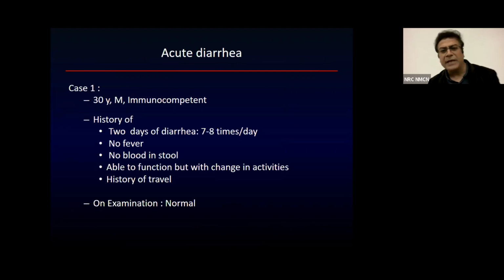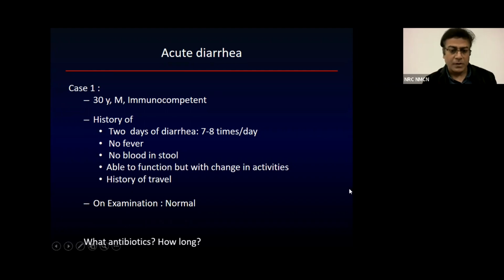A 30-year-old male, immunocompetent, with a history of 2 days of diarrhea, 7 to 8 times per day. There is no fever, no blood in stools. He's able to function, but with a change in the normal routine activities. There is a history of travel. On examination, there is no significant finding. So in this particular scenario, do you think antibiotics are needed? If yes, what and for how long?